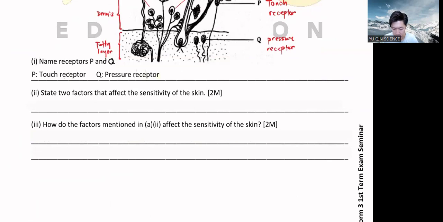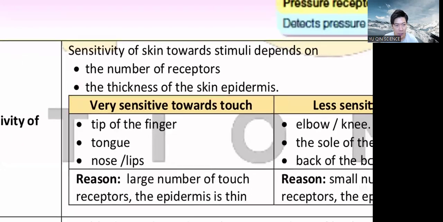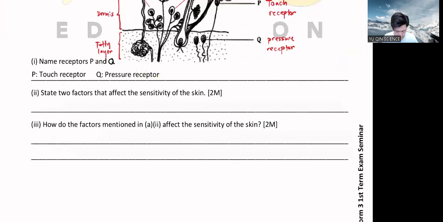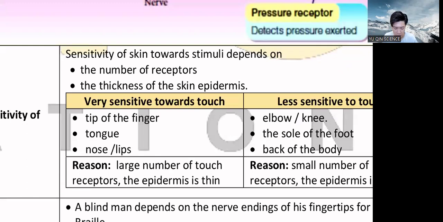Oh, okay. Can you do the sentence? The higher the number of receptors on the skin, the more sensitive the skin is. Can you all try? Yeah, you need to do both, I think. So more number, more sensitivity. The thicker the skin epidermis, the less sensitivity of the skin.